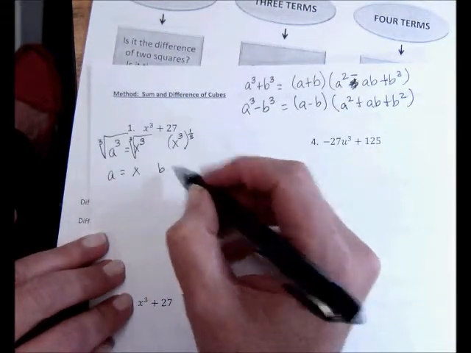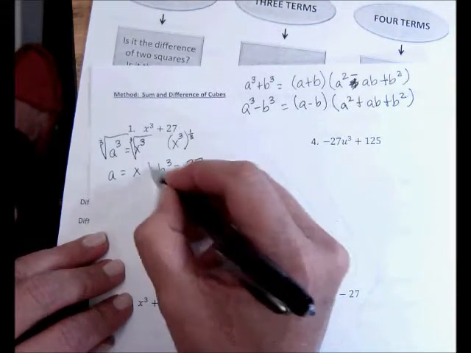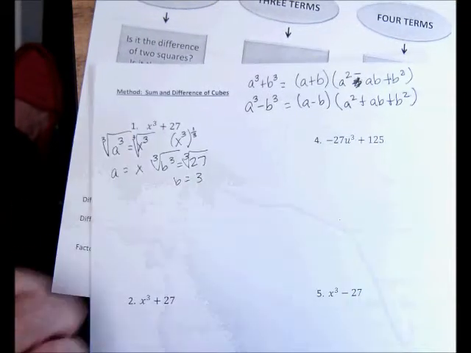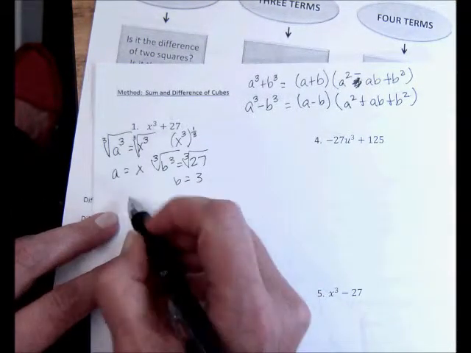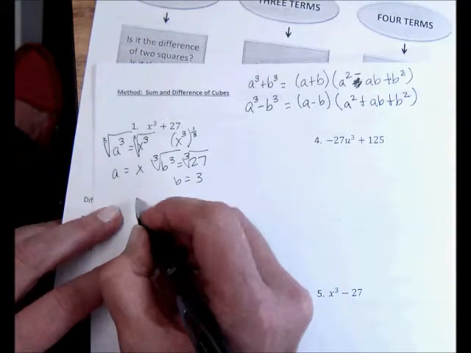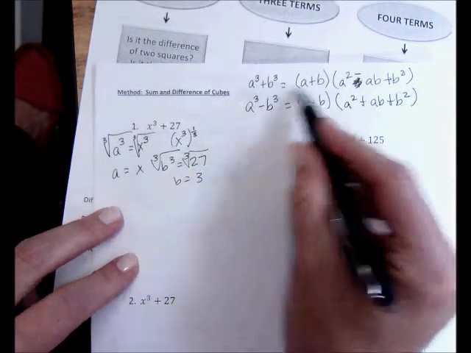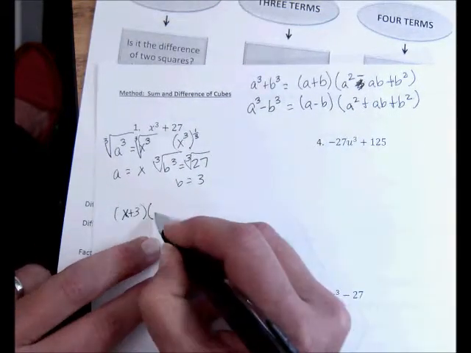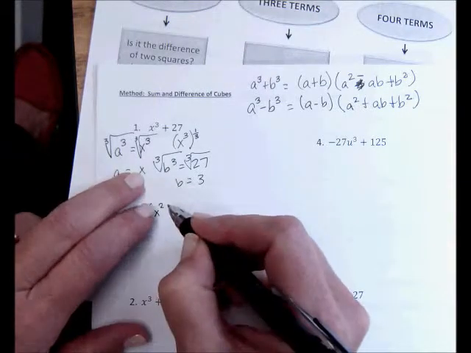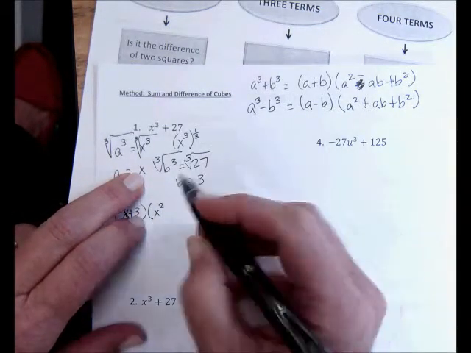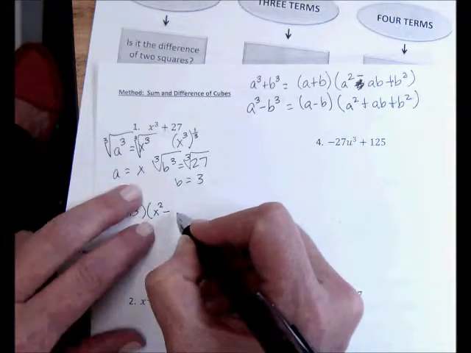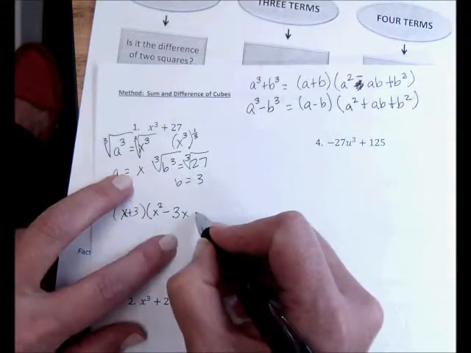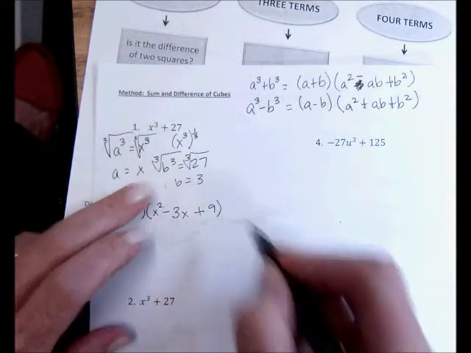And then I know that b cubed is equal to 27, so I take the cube root of b cubed, and that would be 3, because 3 times 3 times 3 is 27. So at this point, I know a is x and b is 3, and I use my formula. I use my sum because I'm adding them together. So I have x plus 3, and then I multiply it by x squared, because a is x, so I just have to square the x. And then minus 3 times x, because ab is 3x, plus b squared, which is 9.